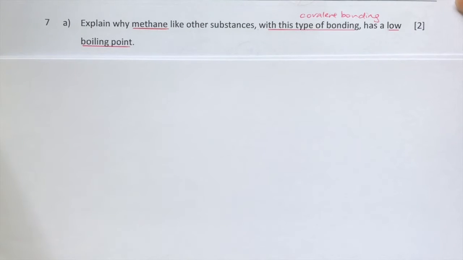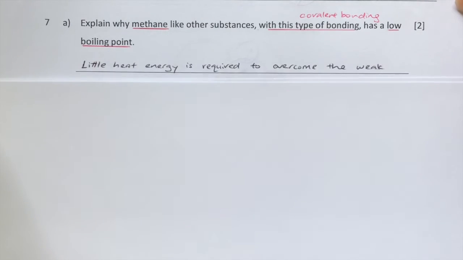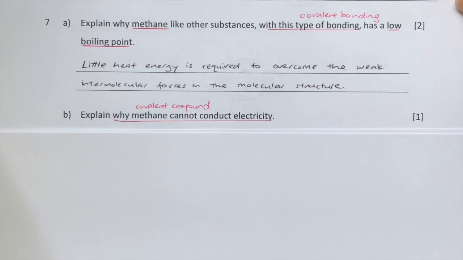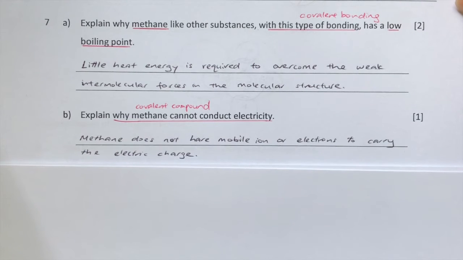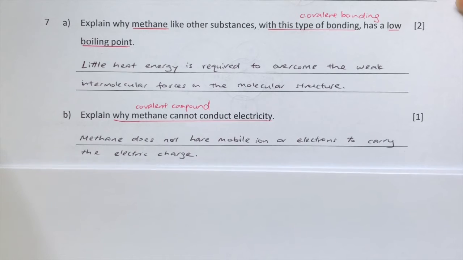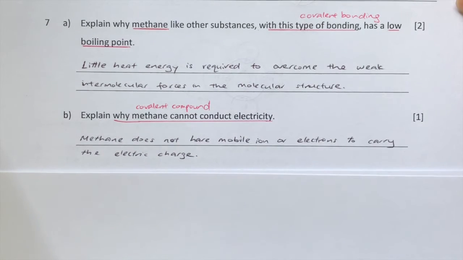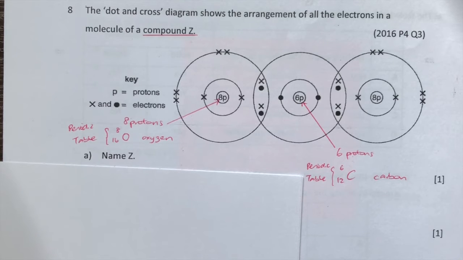For this question, methane is covalently bonded, so the reason for it having a low boiling point is as follows. Again, for this part, methane is a covalent compound which cannot conduct electricity, and so the reason for this property is as follows. Take note, it must be written mobile ions or electrons.